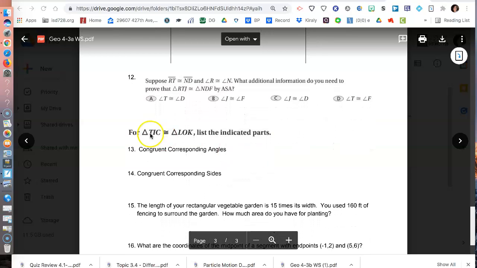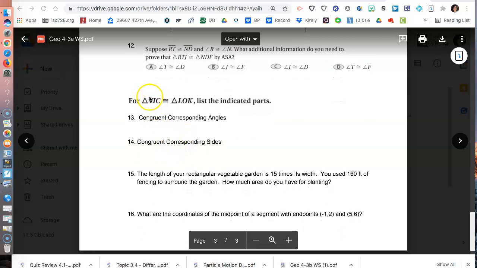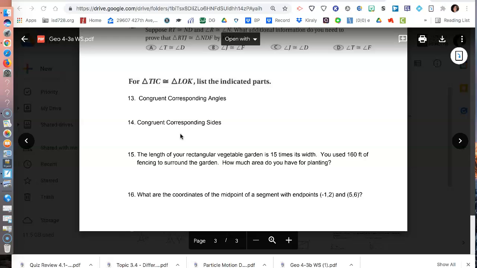Down here, when we're listing corresponding parts, remember angle T is congruent to angle L, angle I is congruent to angle O because they're both the second ones, angle C is congruent to angle K because they're both the last ones. For the sides, you grab 2 letters on this one. Side TI, with the segment over it, is congruent to side LO, first 2 letters. Side IC is congruent to side OK, with the second letters. And then you can do the third one.